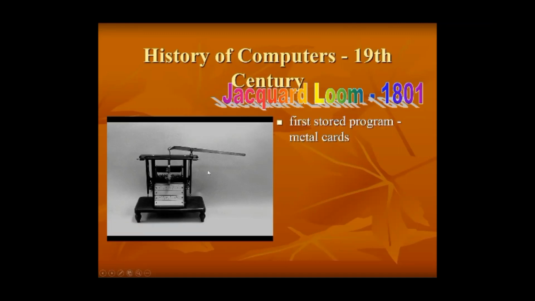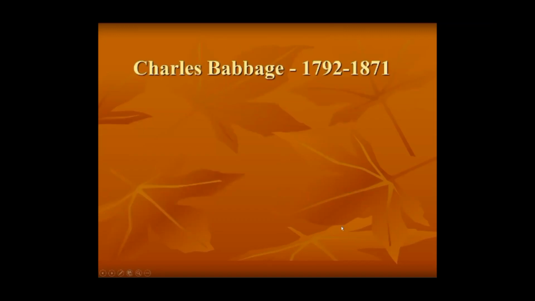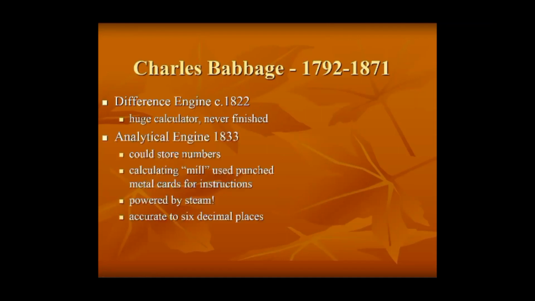So this is the first stored program with metal cards, the first computer manufacturing, and still in use today. And then next we have Charles Babbage, 1792 to 1871. He invented the difference engine in 1822. It's a huge calculator, but it was never finished. He invented another one, the analytical engine, in 1833.